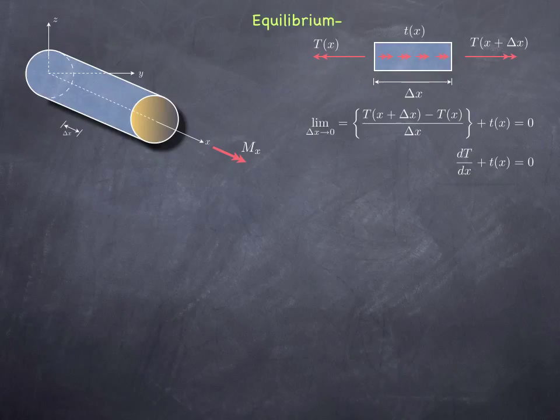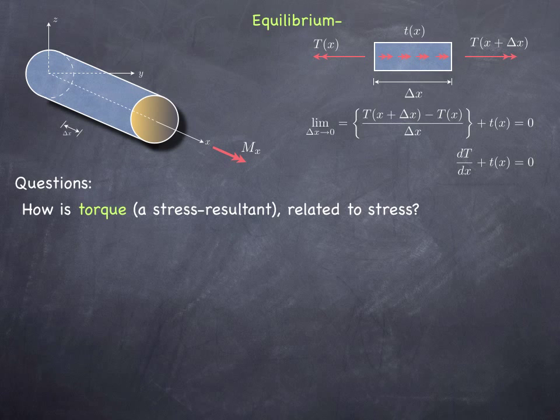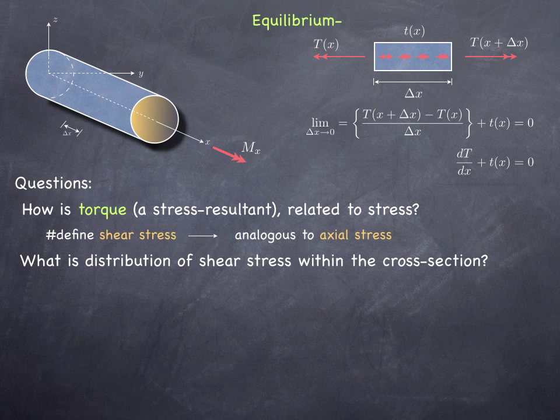the beam. So the other question we have to ask is, if this is the equilibrium equation governing the internal torque, how is this internal torque related to stress? For that, we need to define and explore the shear stresses, and this discussion will be analogous to our exploration of the axial stresses in the axial problem, and what distribution of shear stresses are going to be occurring within the cross section. We will have to deduce those.